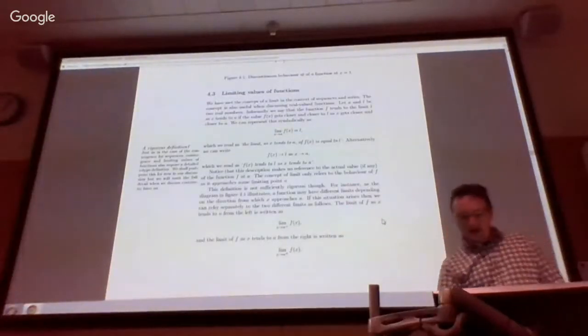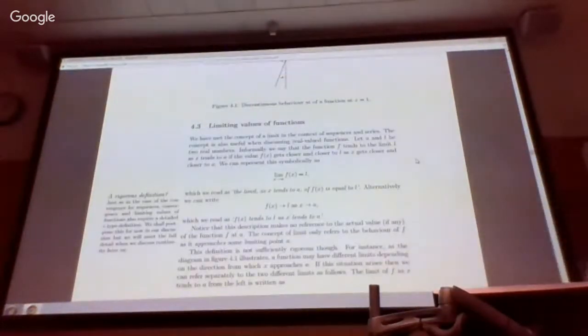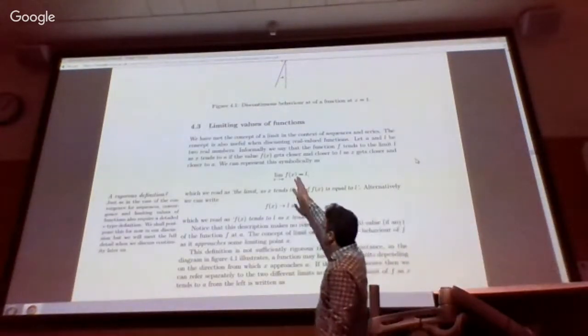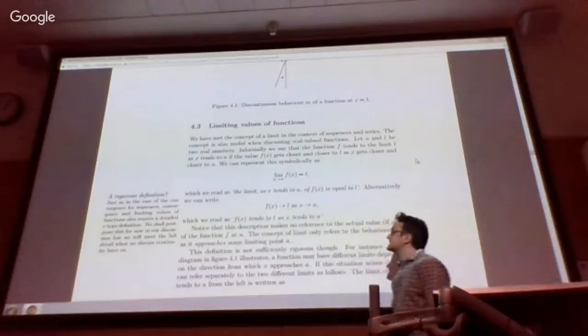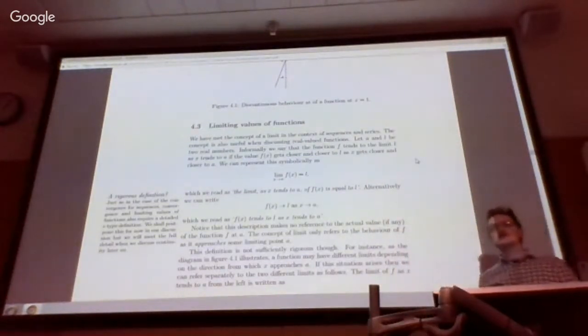Just a quick glance at what we've covered so far. We started off by introducing the notion of limiting value for functions. So we talked about the limiting value of a function f of x as the argument x approaches some point A. These functions are real valued functions, functions defined on the real numbers, or maybe some restricted subset of the real numbers, and taking values in the real numbers as well.